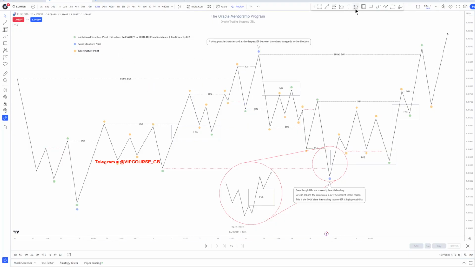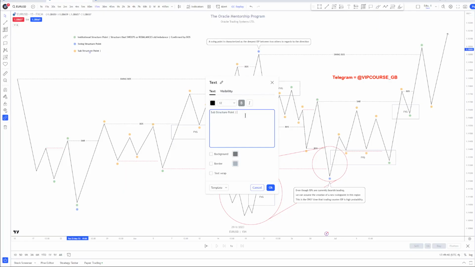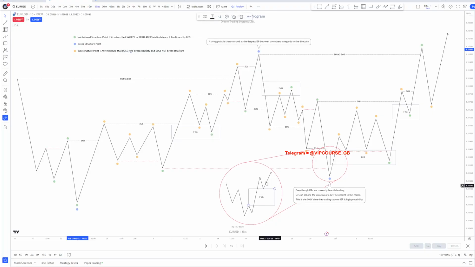Sorry about that, okay. The next form of structure is substructure. Substructure is any structure that does not sweep liquidity and does not break structure, okay? So substructure is any structure point here that does not sweep liquidity, it does not break anything substantial.